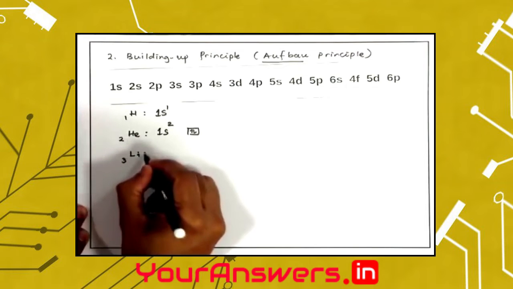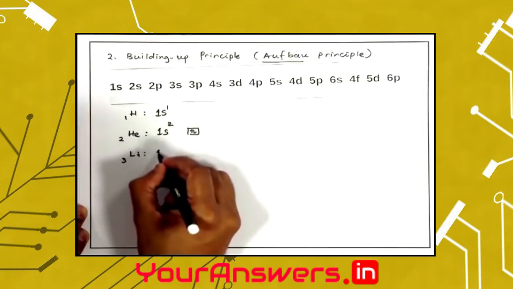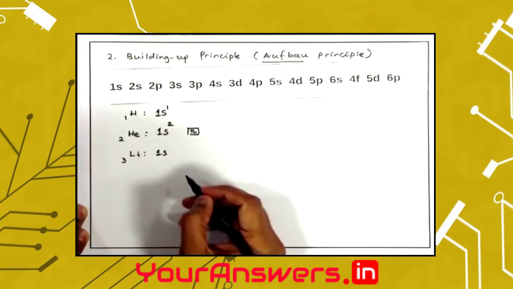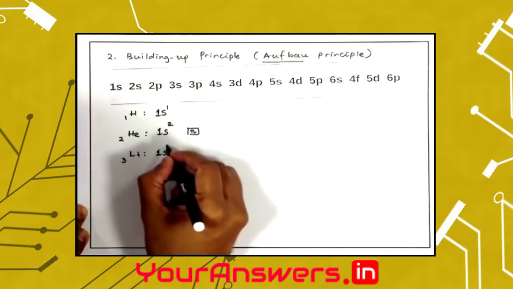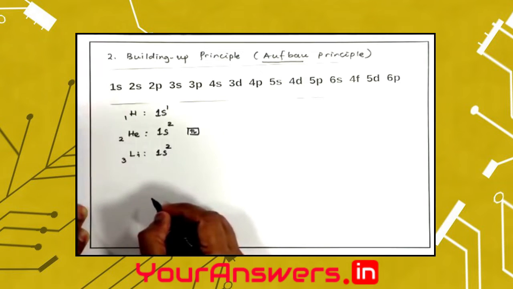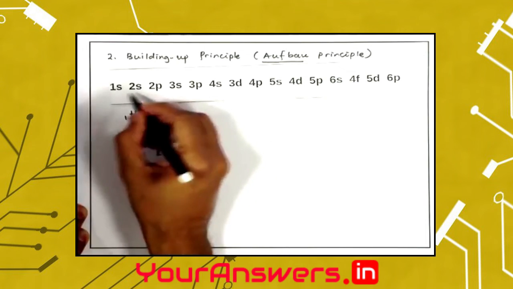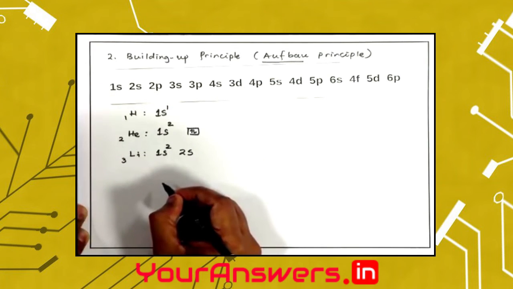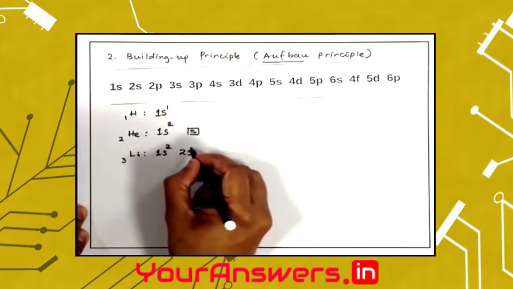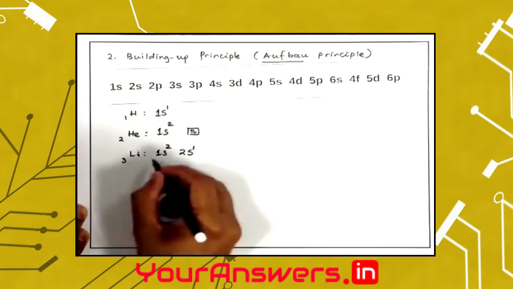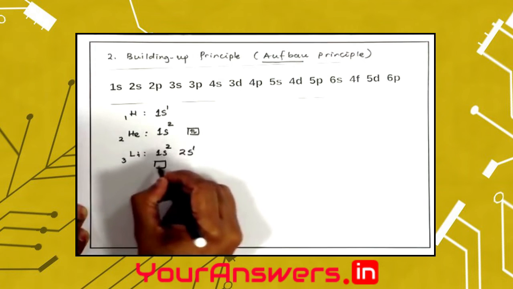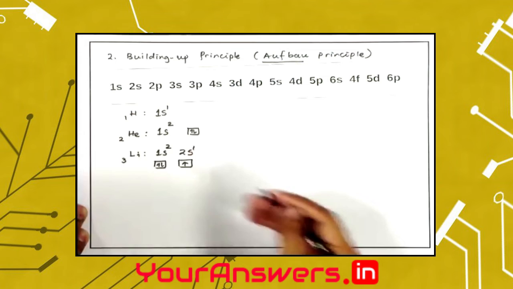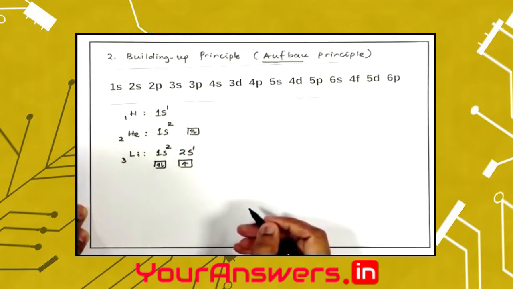The next one is lithium, which has 3 electrons. I see 1s. I cannot give all 3 electrons to the 1s orbital because that will be a violation of Pauli's exclusion principle. So 1s is full. Now I have to go to the next orbital. Who is the next orbital? 2s. And 2s, how many electrons can it hold? It can hold 2 electrons. So I gave 1 to this 2s orbital. The orbital diagram looks like this. In this way, I can go on building higher and higher Z values.